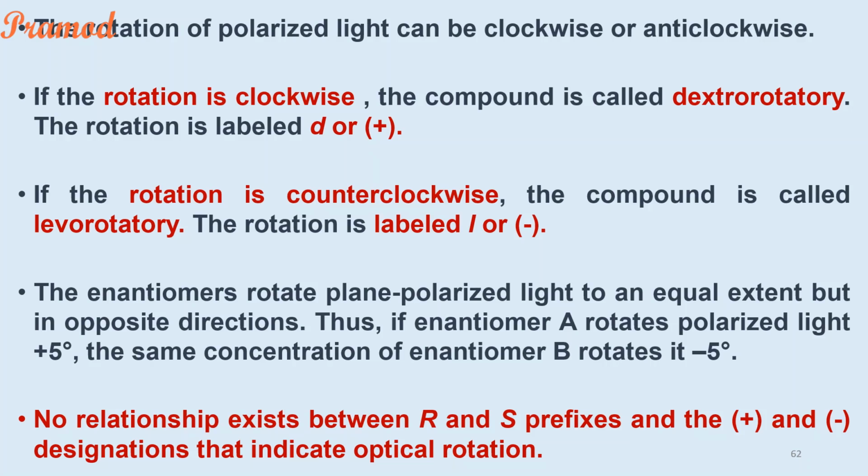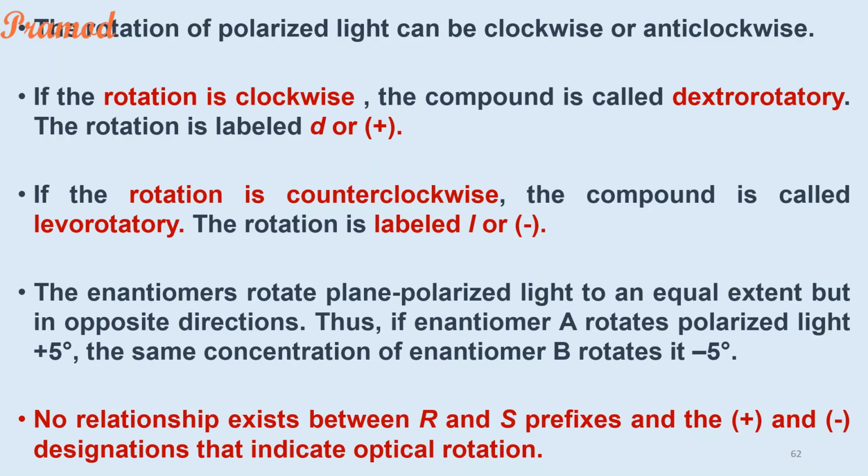Levorotatory. Thus, if an enantiomer A rotates the plane polarized light to plus 5 degrees, then the same concentration of enantiomer B rotates it at minus 5. So both enantiomers A and B, which are mirror images of each other, if they are in equal concentration, will rotate by an equal amount but in exactly the opposite direction. So this is how you differentiate between the two enantiomers.